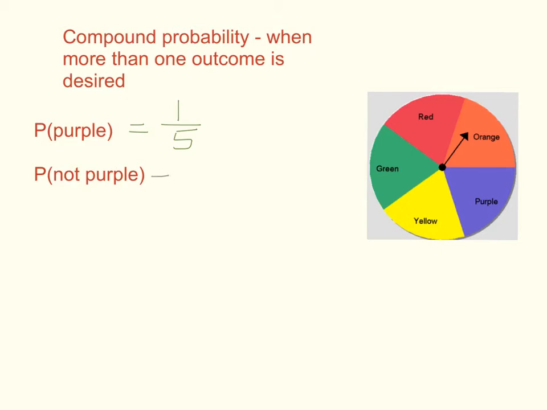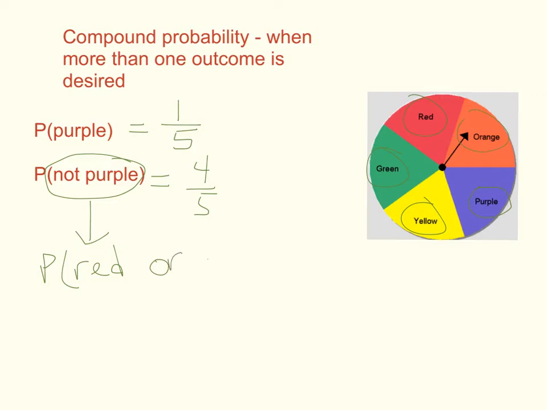Probability of not purple. So if purple is 1/5, then the other colors, if I want something that's not purple, there would be 4 out of 5. Which makes sense because the probability of purple is 1/5 and the rest of the spinner is not purple, so that would be 4 out of 5. But let's consider not purple to be the same as saying the probability of red or orange or green or yellow.